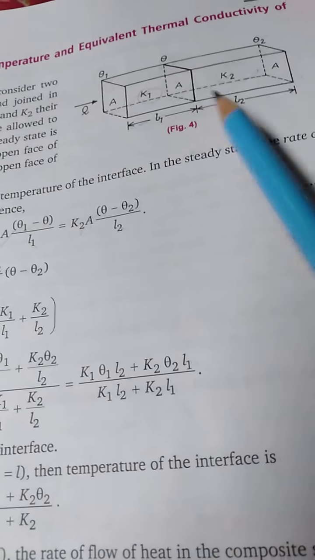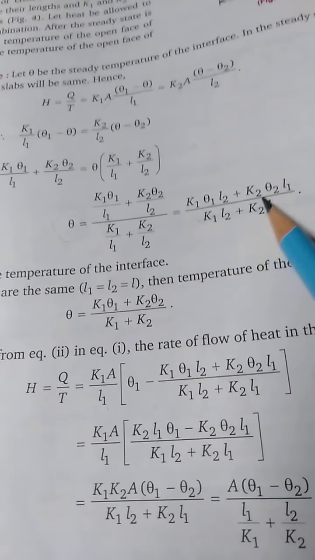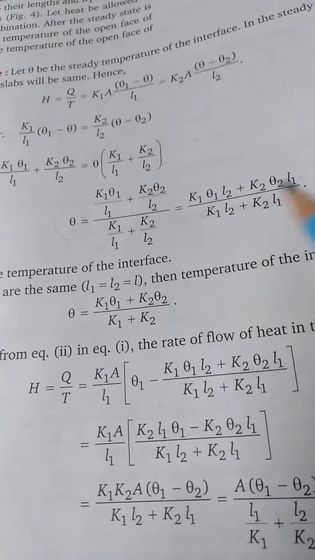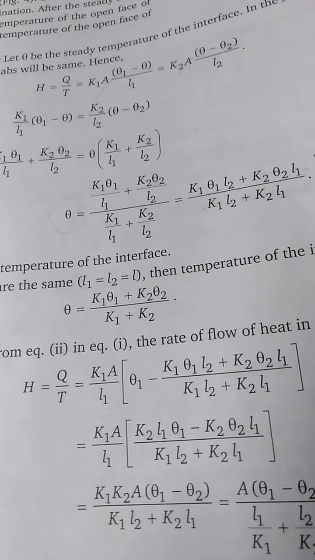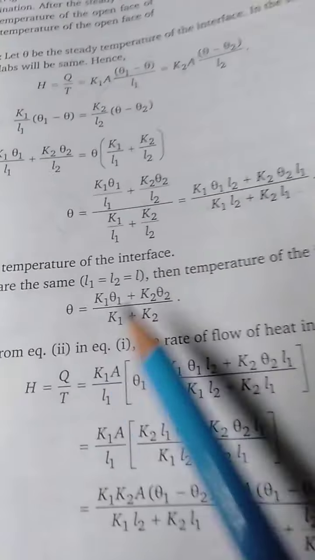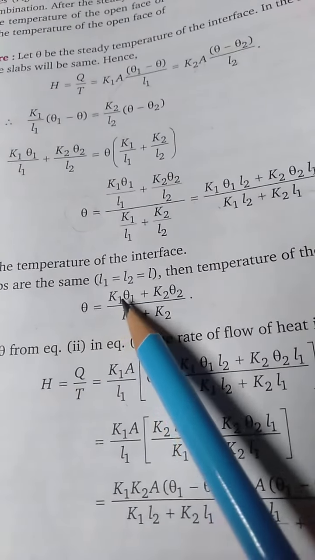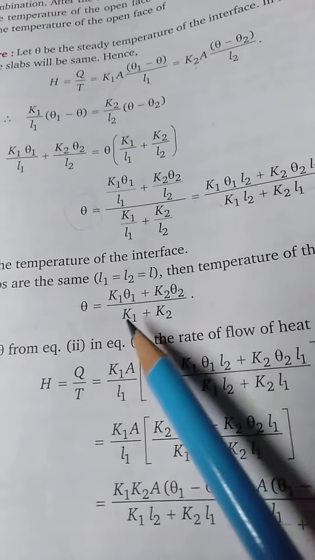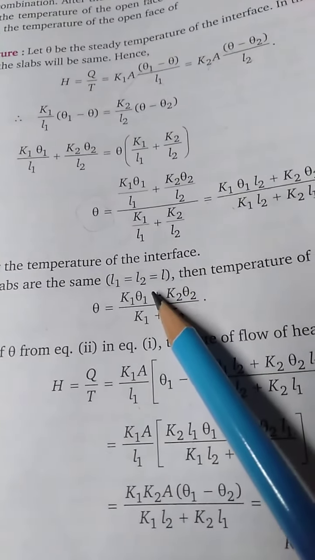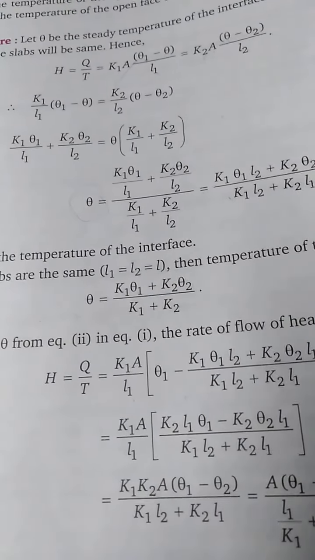Now suppose, let us assume that these two lengths are equal. If L1 equal to L2, then this formula will reduce to a simpler one. Because L2 equals L1, we take L2 common in the numerator, take L2 common in the denominator, and cancel. So we are getting this expression: K1 theta 1 plus K2 theta 2 by K1 plus K2. So this is the expression for theta, that is the interface temperature.